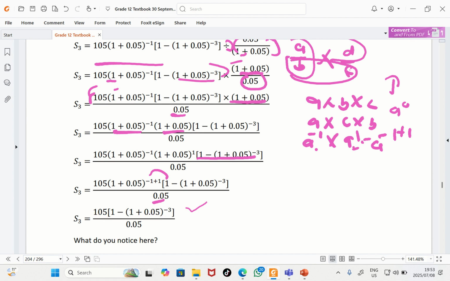So, yeah. This is the story. These two cancelled there. And then we're left with a 1. 1 times 105 is just 105. So you have that situation. Then the textbook asks you, what do you notice there?